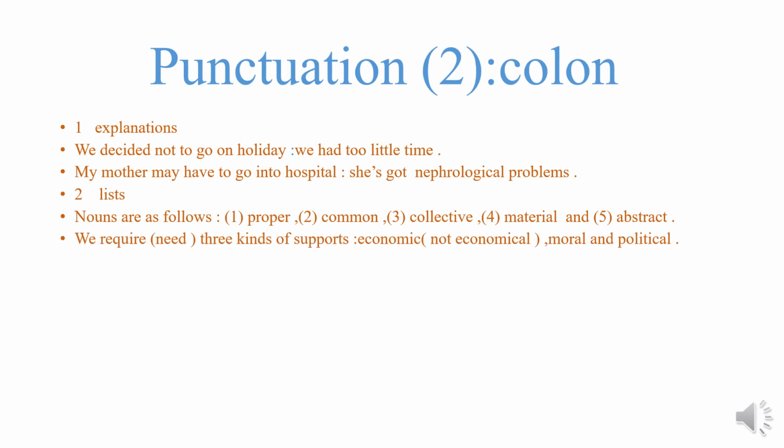We require, means we need, three kinds of supports: economic, moral, and political. Here I told we require or we need three kinds of supports. And the list of the supports are economic support. We should not say, in bracket I told you, economical. Economical and economic are two different words. So we should say economic supports, moral supports, and political supports.